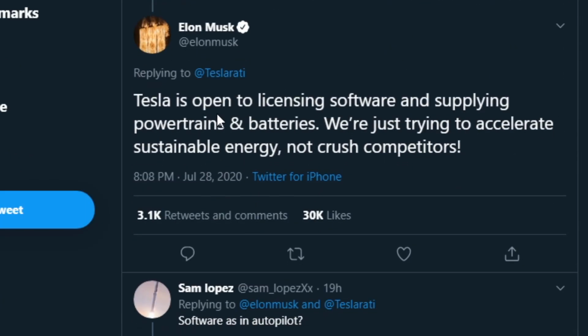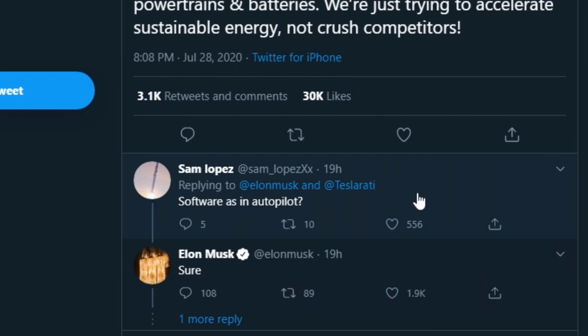And Elon Musk directly replied to this, stating, "Tesla is open to licensing software and supplying powertrains and batteries. We're just trying to accelerate sustainable energy, not crush competitors." And then someone replied, "Software as in autopilot?" And then he says, "Sure."